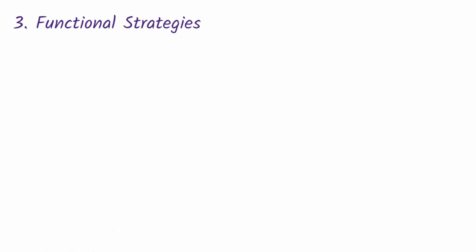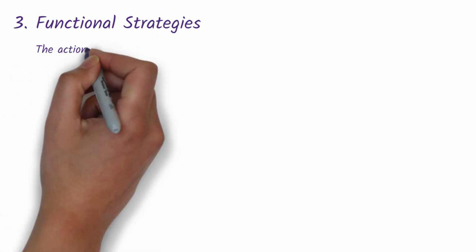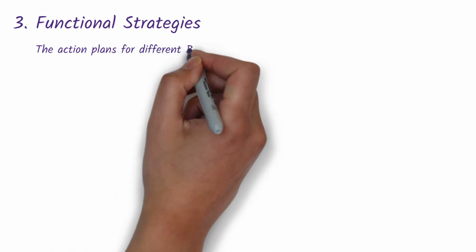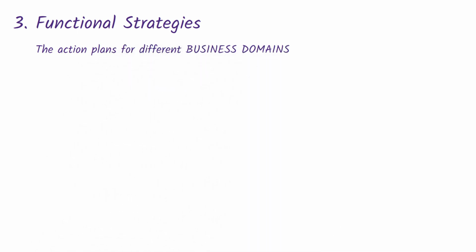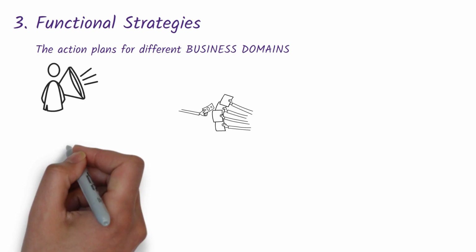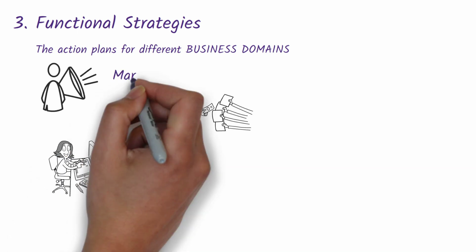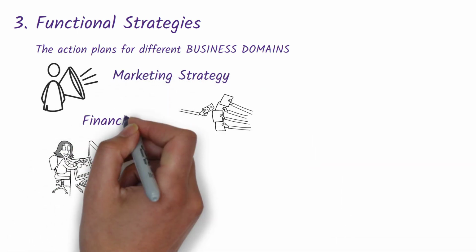Now, the next type of strategy we need is more of a set of strategies. These are the functional strategies, the action plans for different business units or domains within the business. Depending on the business model and size of the enterprise, the number of strategies and types of strategies will vary. However, the most common functional strategies are marketing strategies, financial strategies, and production strategies.